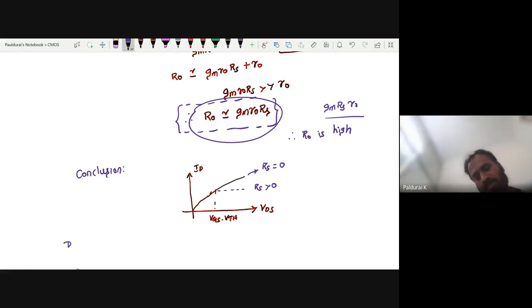Anyone? Okay, we are moving towards constant current even in saturation region. That's the advantage, right? So let me write first. Advantage, high output resistance. High output resistance, that is the indication of a constant current source.